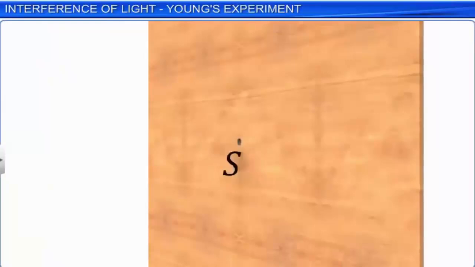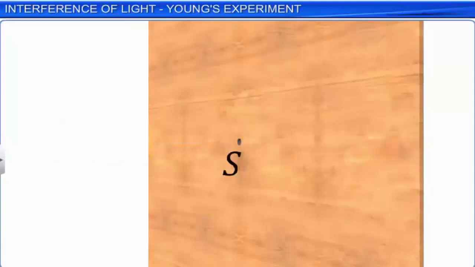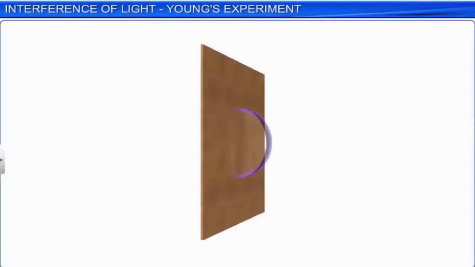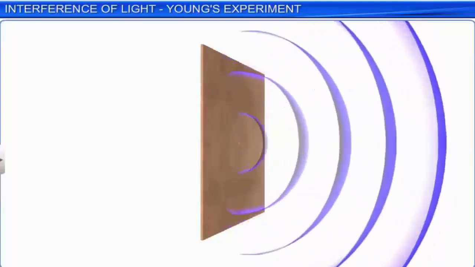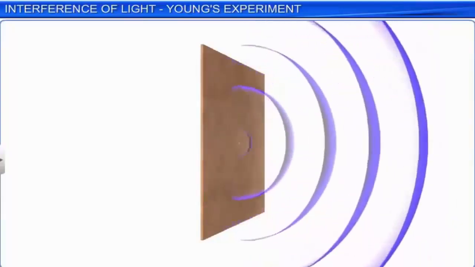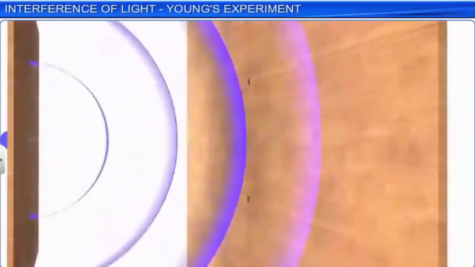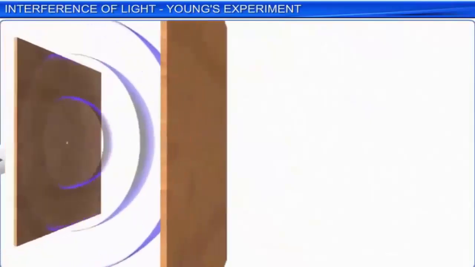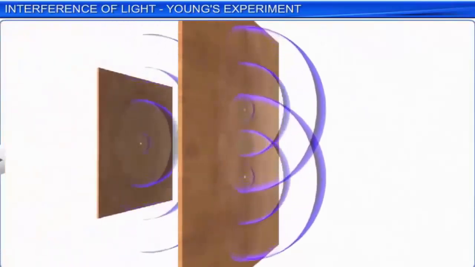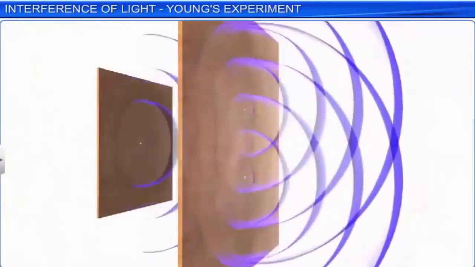Take an opaque screen with a small pinhole S and place a monochromatic light source to the left of the screen. Now, the pinhole S acts as a point source of light and propagates spherical light waves to the right of the screen in all directions. Place another opaque screen with two very closely separated pinholes, S1 and S2, to the right of the first screen. When S1 and S2 are illuminated by the incident light from S, they behave like two point sources of light and emit spherical waves to the right of the screen.